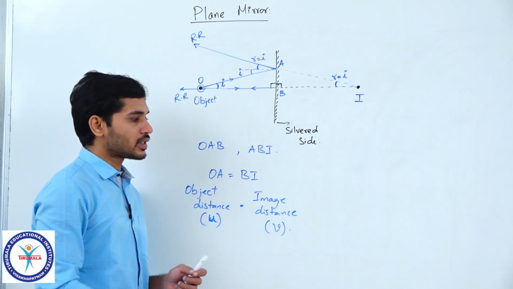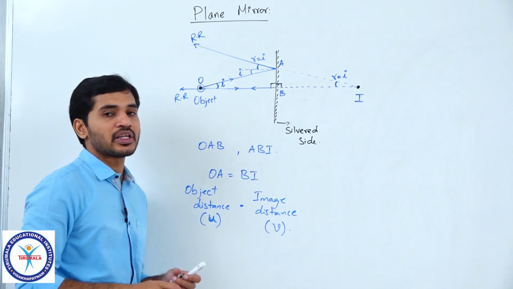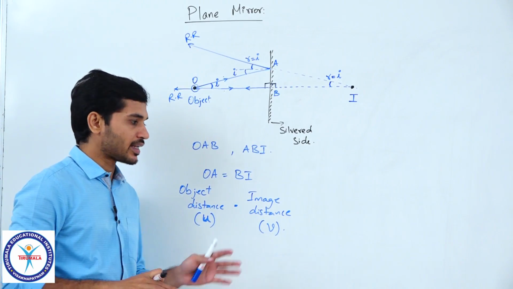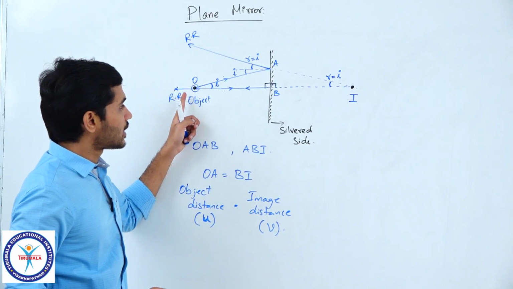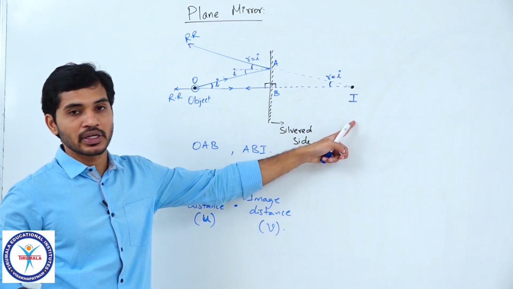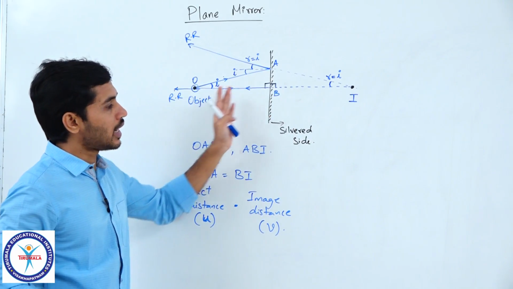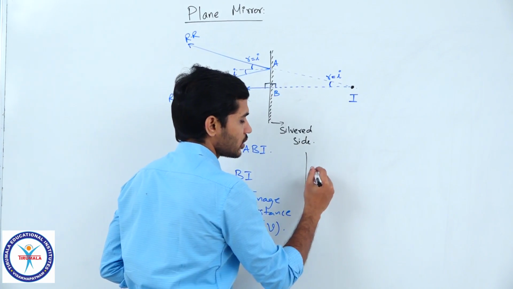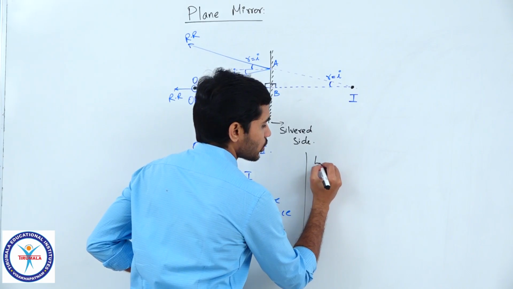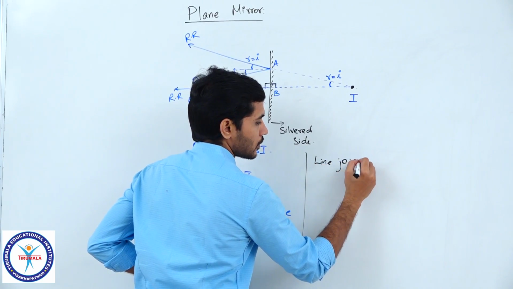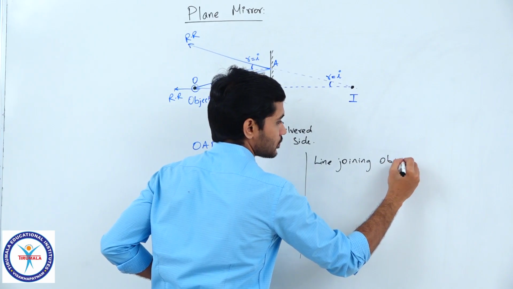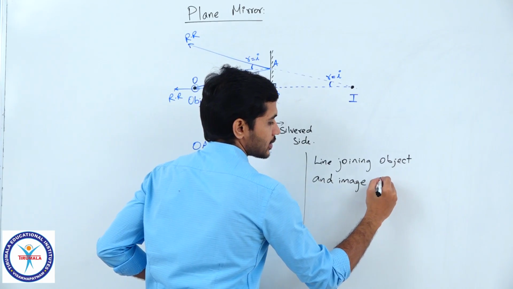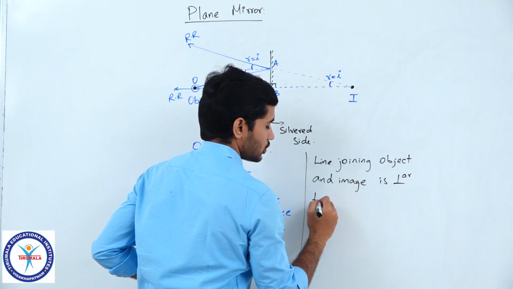Now, this is a very important observation which you will have to make, and it makes many analyses much simpler. Instead of drawing ray diagrams each and every time, I can just make use of these two. One is that the line joining the object and the image should be perpendicular to the mirror, and the object and image are equidistant from the plane of the mirror. So, I will just write it down here: the line joining object and image is perpendicular to the plane of the mirror.